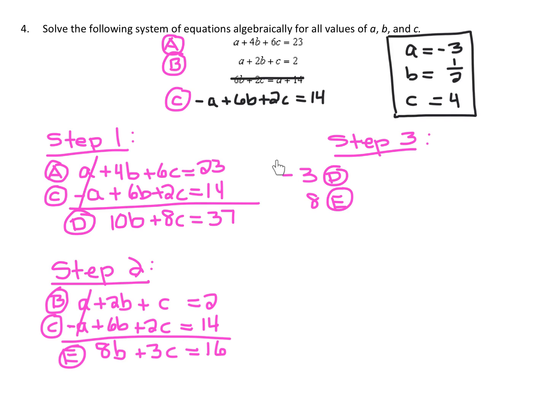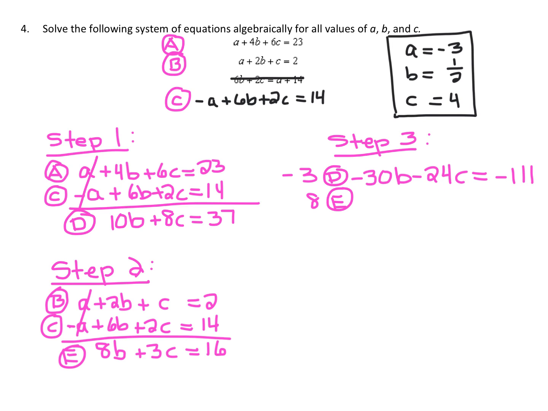So negative 3 times 10b would be negative 30b. And just use your finger to distribute. Negative 3 times 8c is negative 24c. Let me bring down my equals. And negative 3 times positive 37 would be negative 111.